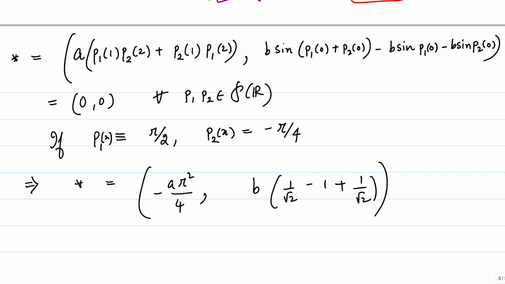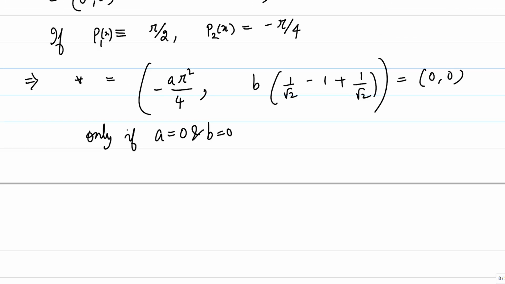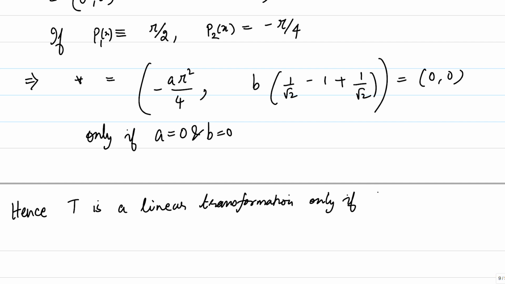So something like this. And this is equal to 0, 0 only if, notice, this is only equal to 0 if A is equal to 0 and B is equal to 0. Only if this happens will this be equal to 0 for this particular choice of P1, P2, and hence this forces what we were trying to prove. Hence T is additive, and in particular a linear transformation only if A is equal to B is equal to 0.